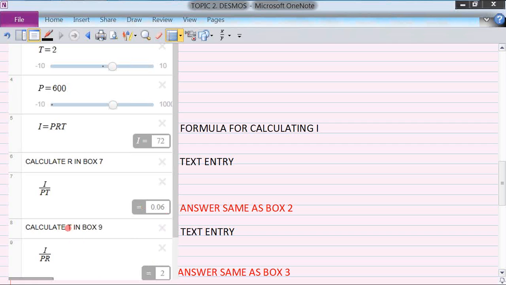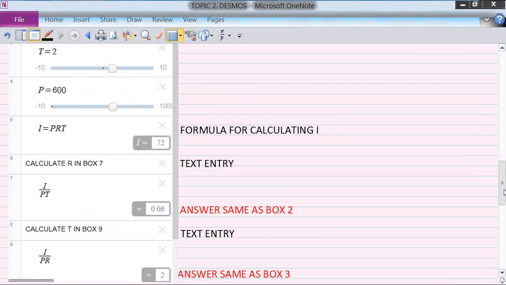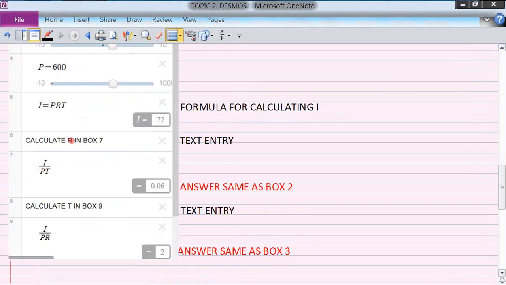Similarly, if you calculate in this formula T, this is a text entry, and this is a text entry. So here I've asked Desmos to calculate I over PR, which is T. T is I over PR. We work it out, comes out to be 2, which is what it should be right over here. If I did not have the right formula for R here, I would not get 0.06. If I didn't have the right formula for T right here, I wouldn't get 2.